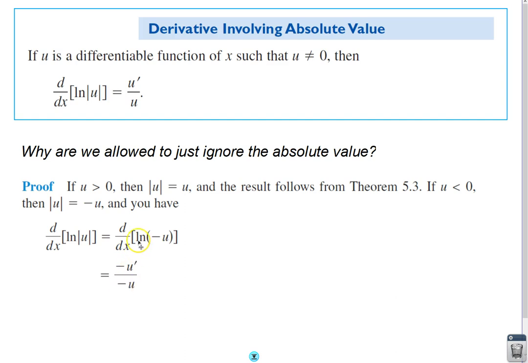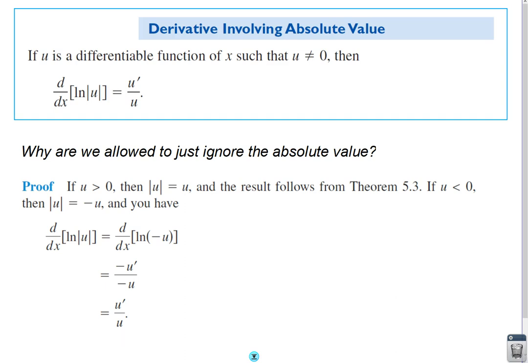Well, then the derivative of the natural log is just u prime, so negative u prime over u, because remember your negative would be your constant multiple. Well, then the negatives would just cancel each other out, so you end up with the exact same thing that you had before. So this is a really long-winded way of saying if you take the derivative of the natural log of the absolute value of something, the absolute value just basically goes away.